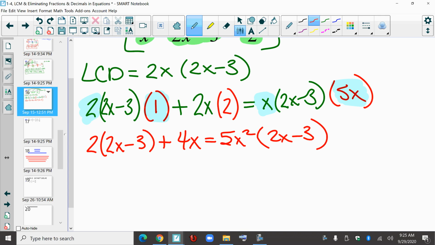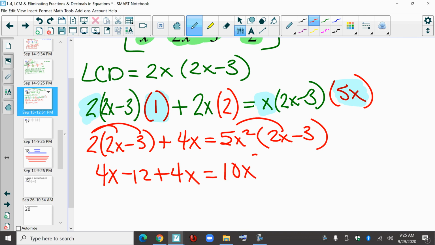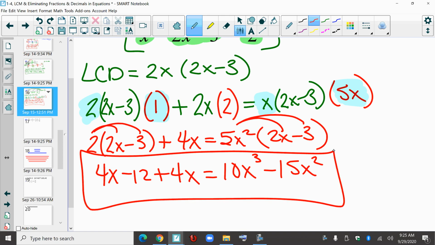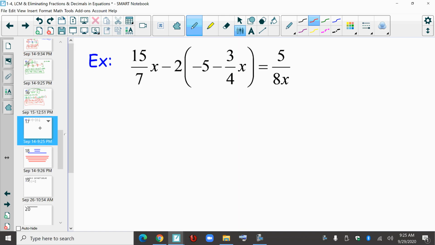Then I'm going to distribute: 4x minus 12 plus 4x equals 10x cubed minus 15x squared. Done. That was super duper hard. Last one. This might look very similar to what you have on your homework paper, so everybody take a gander at it.